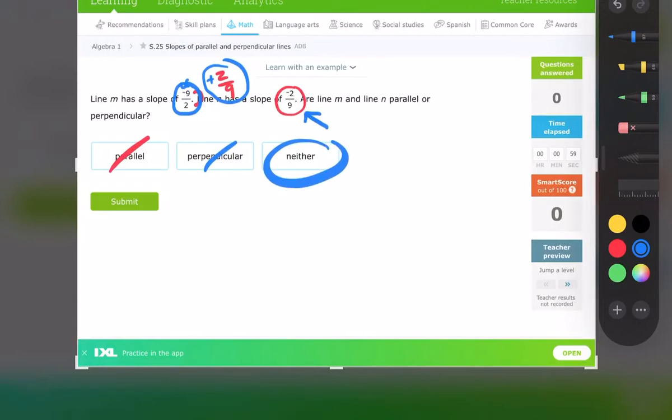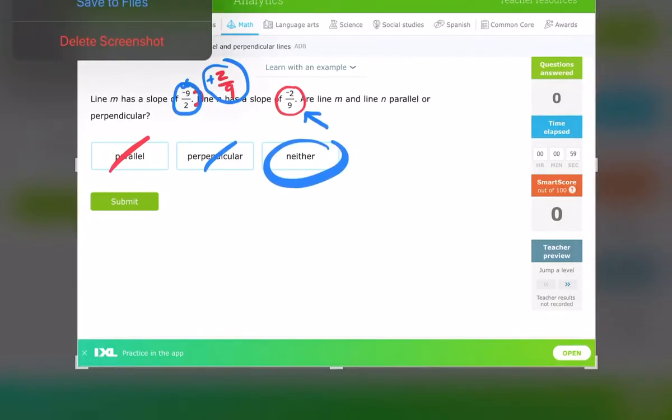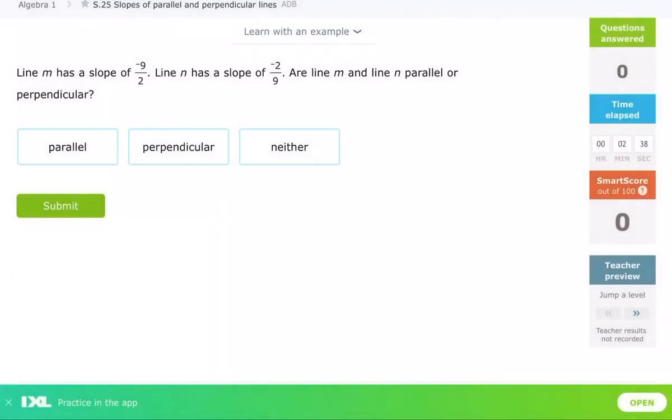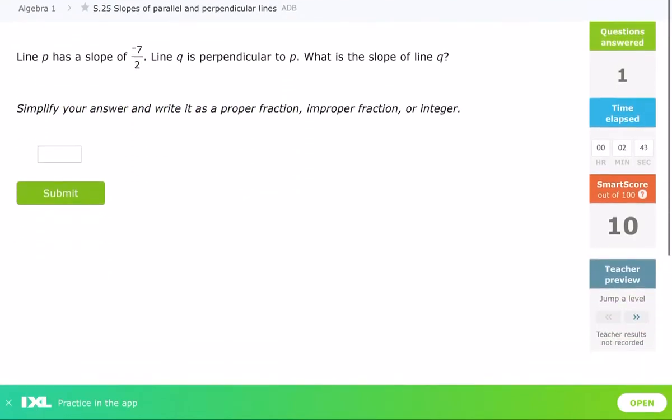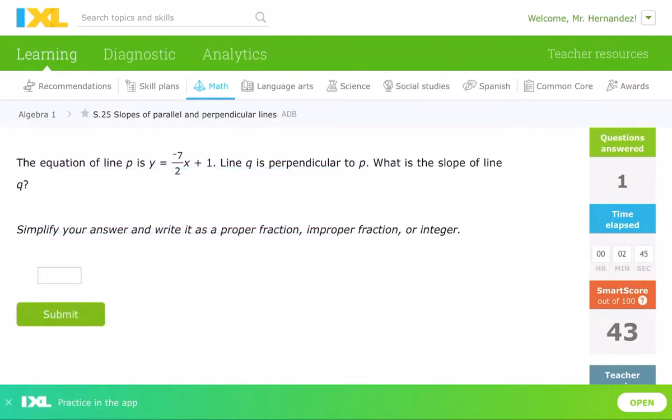So let's go ahead and try that. Let's see here. I'm going to put neither. Submit it. All right, cool. Okay, so let me jump ahead to 43.